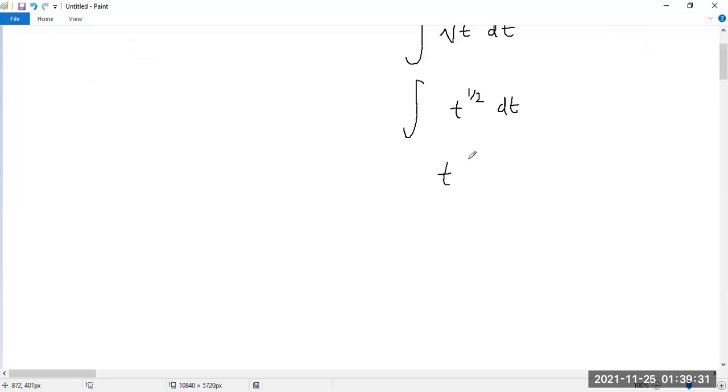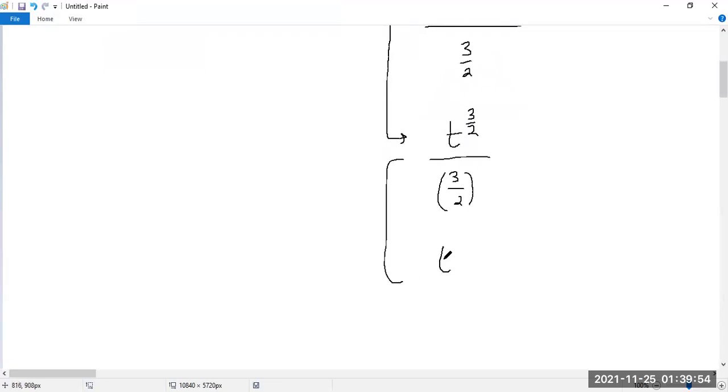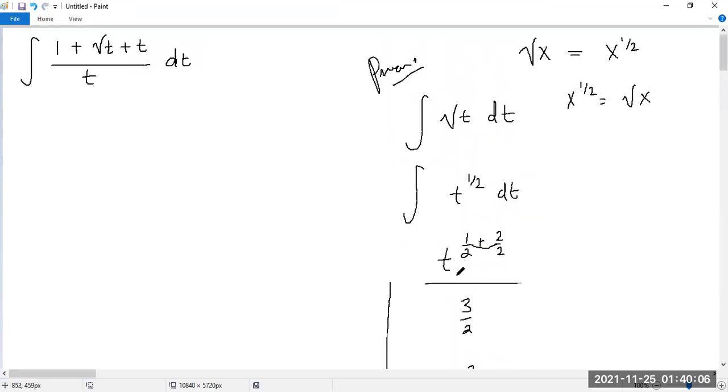So this is t to the 1/2 plus 1, which is 1/2 plus 2/2, so the exponent becomes 3 over 2, divided by 3 over 2. So this is actually t to the 3/2 over 3/2. Then I take the 3/2 and multiply by its reciprocal, 2 over 3, which gives 2t to the 3/2 over 3. And so that's how you would do this part.